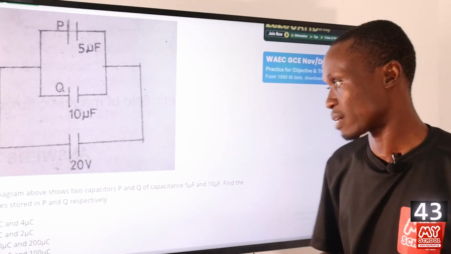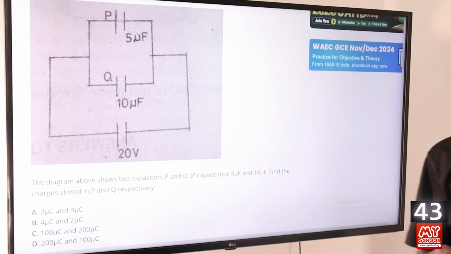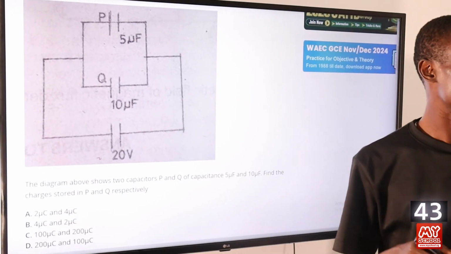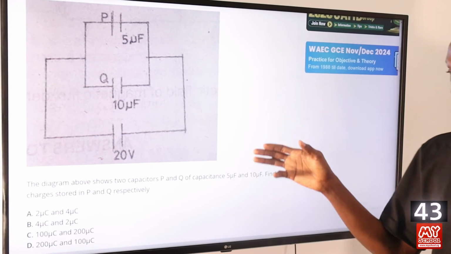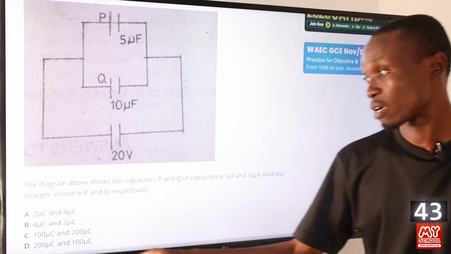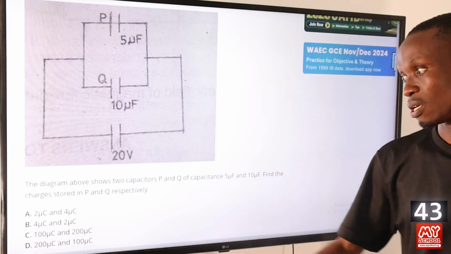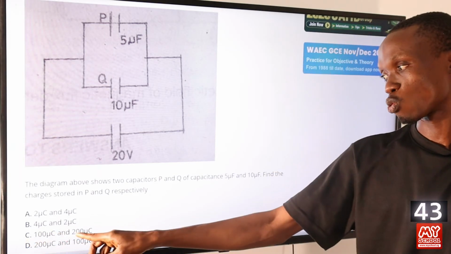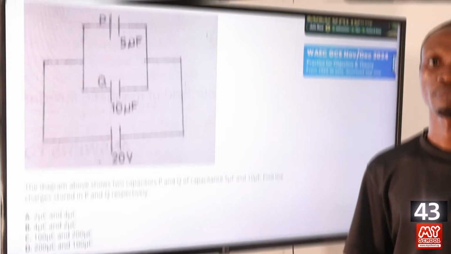Let's return to the screen to pick the correct answer to this question. From our calculation, we got the quantity of charge in the P capacitor to be equal to 100 microcoulombs, and for the Q capacitor to be equal to 200 microcoulombs. And that agrees with option C, 100 microcoulombs and 200 microcoulombs.